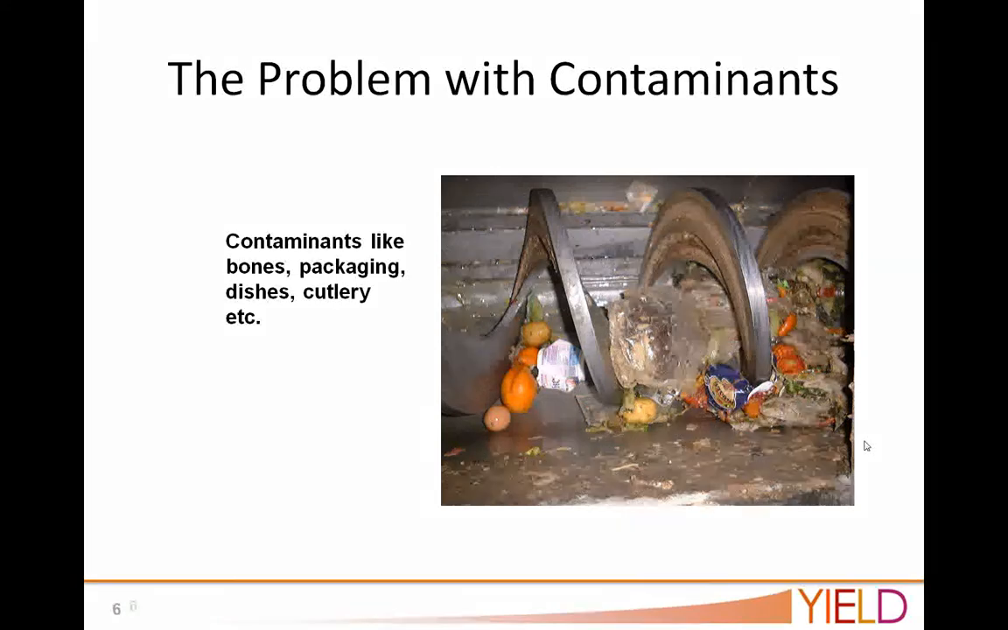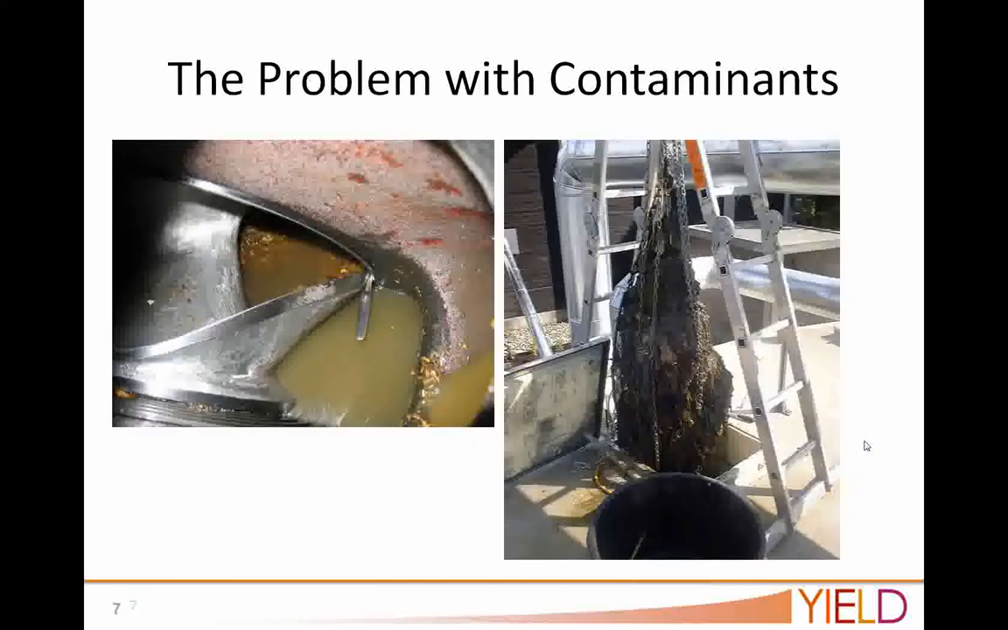Bones, packaging, dishes, cutlery, and that. So you can characterize those things into a light fraction and a heavy fraction. That's the way we do it. And things that have low density and high density, and how do we manage those in a multiple step process in order to remove them and to have an effectively running system with a good amount of uptime.